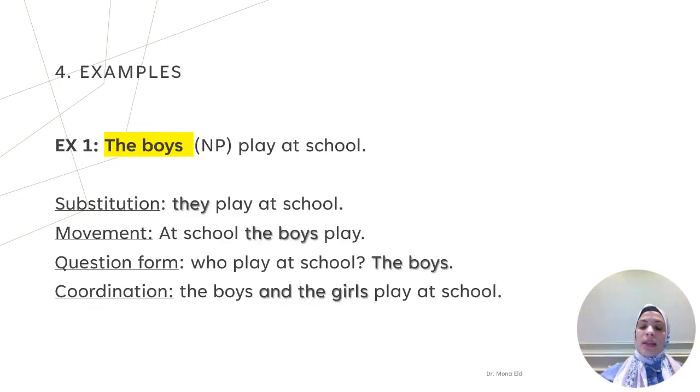Okay, let's now make it clear and take some examples to know what we really mean. Example 1. The boys play at school. The boys, which is a noun phrase, I want to play with it to know if it's really a constituent. Number 1, substitution. They play at school. I replaced "the boys" with the pronoun "they" to examine the sentence, if it still makes sense, or to examine if "the boys" is a constituent.